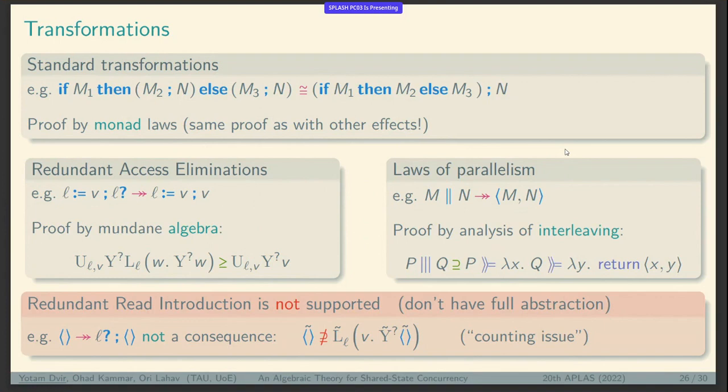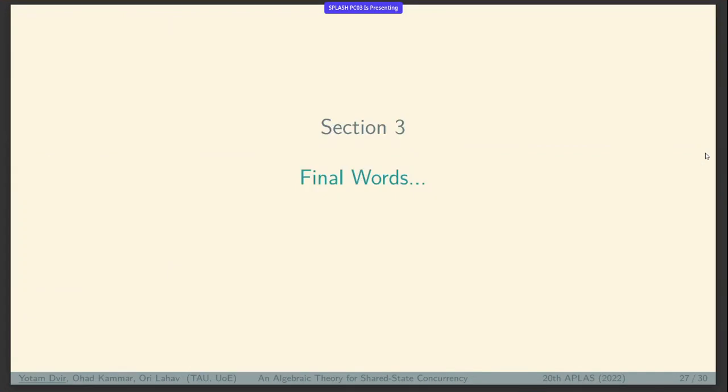However, unfortunately, the semantics is somewhat deficient in that we cannot prove introduction of state accesses. This kind of transformation is useful on occasion, but we cannot prove it because we have the sort of counting issue where we count the yields. So our semantics is not fully abstract, but still, as you can see, it is useful. It's not the perfect semantics that you could hope for.